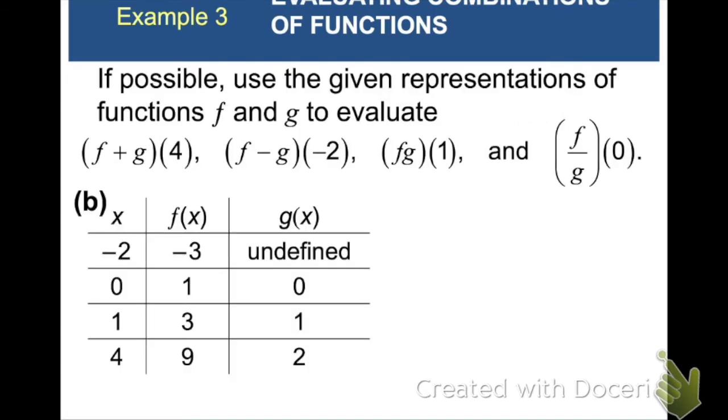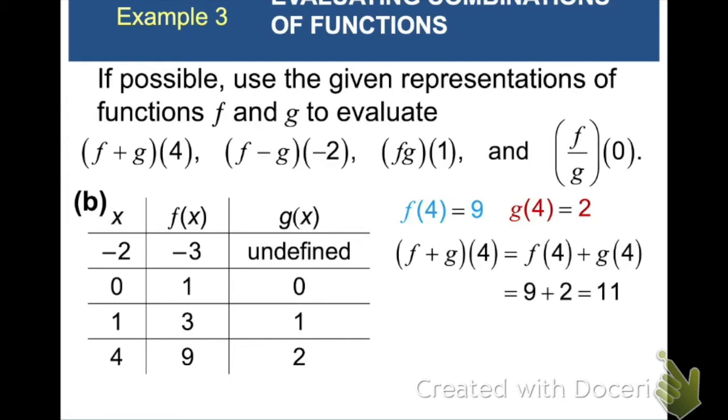Next, we're going to evaluate functions using a table. So in this table, my first column is my x values, my next column is function f, and then my third column is function g. We're going to start by finding f plus g of 4. So we need to find f of 4 and g of 4. F of 4, if you go to where x is 4 and you look at the f column, we get out 9. And for g of 4, if we go again to where x is 4 and we look at the g column, we get out 2. We're going to add 9 and 2 together and we get 11.